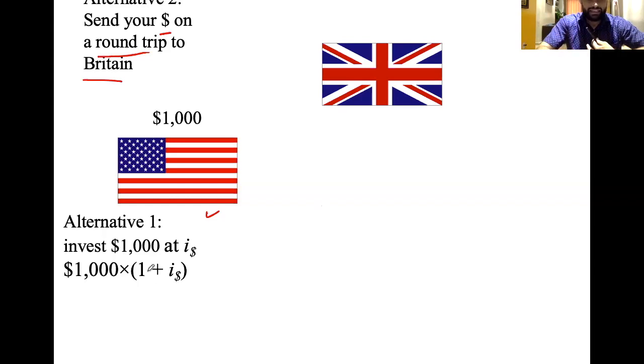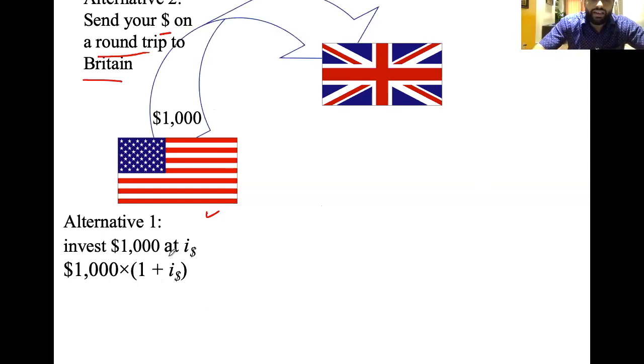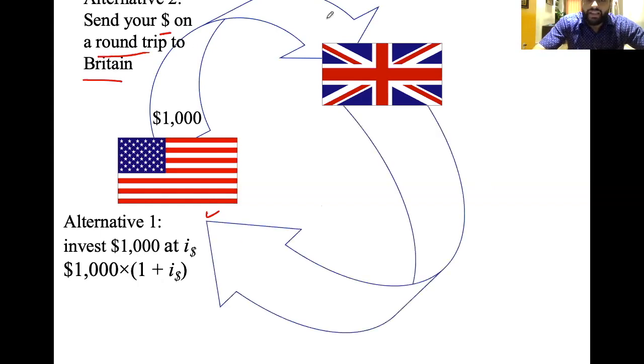If this value and the round trip value are the same, that means IRP holds. If these values are different, that means IRP does not hold. We have an investment opportunity, or an arbitrage investment opportunity exists. So let's have a look here. We are sending this $1,000 to England, and then from England back to the US.